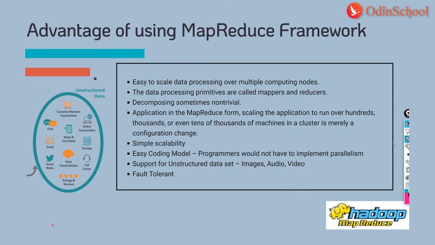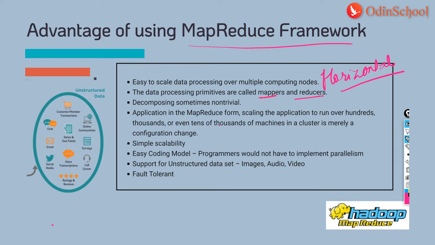So what are the advantages of using MapReduce as a framework? We are using MapReduce basically because it is very easy to scale the data processing over multiple computing nodes. It's all about horizontal scalability, as we discussed in our previous module, where you simply need to add more machines if you want to make your program more scalable. If your data set is increasing, then you just need to add a couple of nodes in your cluster, and you can make this horizontally scalable system and perform the various large-scale data processing tasks.